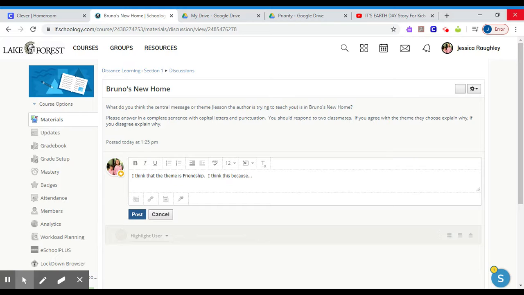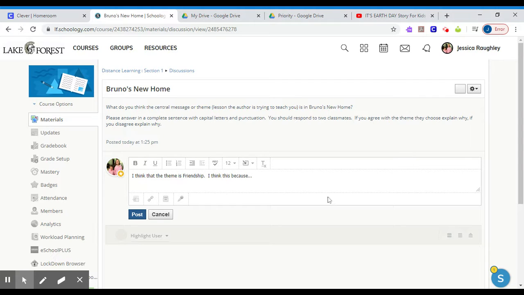So notice a couple of things here. I'm writing in complete sentences. I'm not texting my friends. I'm not writing in shorthand. I'm not writing BRB, LOL, any of that. This is formal writing, and you guys need to treat it that way. So I have a capital letter at the beginning. I have a period at the end. I've got a capital letter in my next sentences.